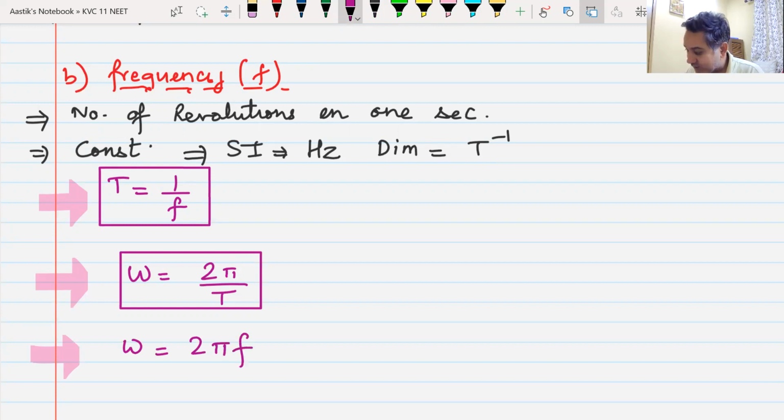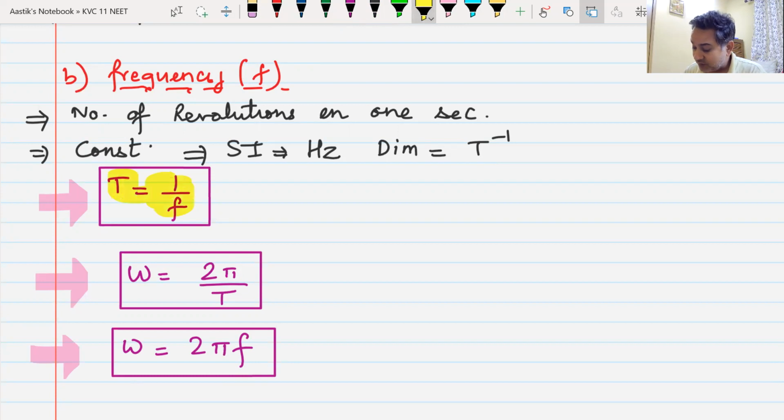Do we understand what I'm writing here? Omega is angular velocity. Remember these three formulae because they are going to come in almost everything that we are going to do from now onwards. Whether it is simple harmonic motion or wave optics, everywhere this is going to come. Remember this. Omega is 2 pi f. Omega is 2 pi by T.